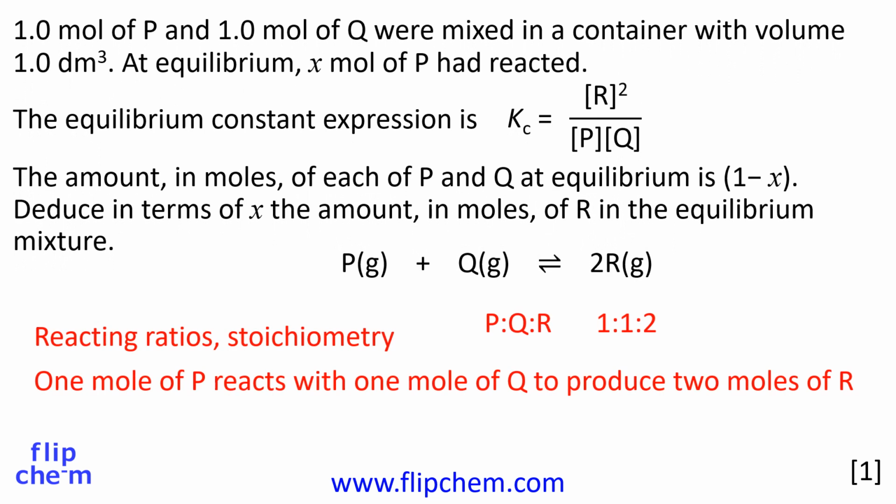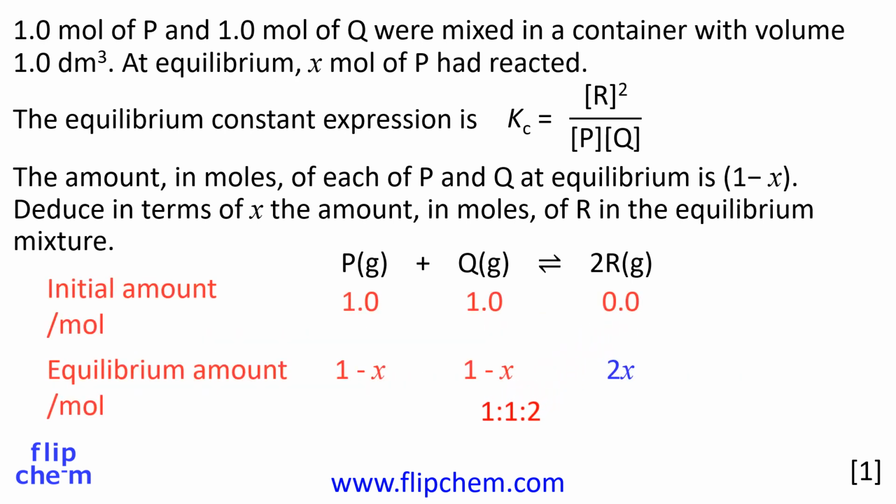To address this question, we need to think about reacting ratios, also known as stoichiometry. 1 mole of P reacts with 1 mole of Q to produce 2 moles of R. We are given the initial amounts of P and Q, 1 mole of each. At equilibrium, X mole of P has reacted with X mole of Q to produce 2X mole of R.